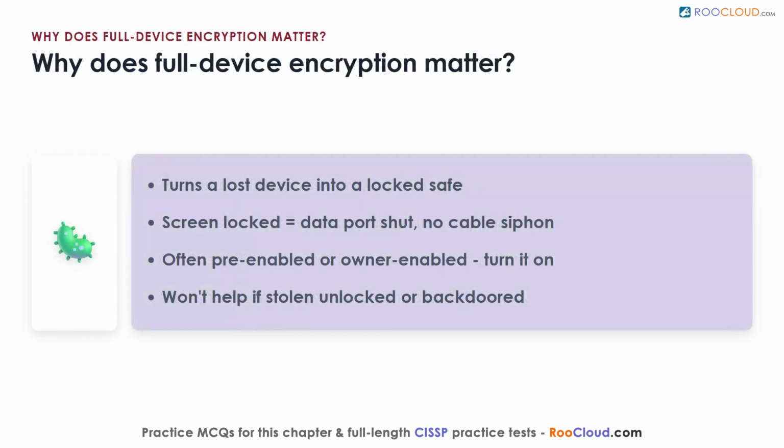Why does full device encryption matter? Because it turns a lost device into a locked safe. When storage is encrypted and the screen locks, the physical data port shuts down, blocking anyone from siphoning data through a cable. Many devices ship pre-encrypted or let the owner turn it on, and it is almost always worth enabling. Just remember, it is not magic. A device stolen while unlocked, or one with a known backdoor, can still spill its contents. Encryption protects the resting device, not the one already open in a thief's hands.